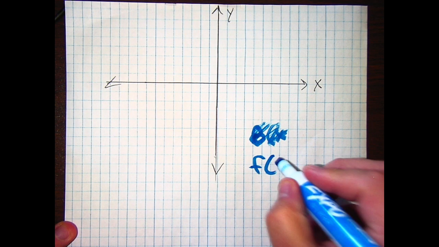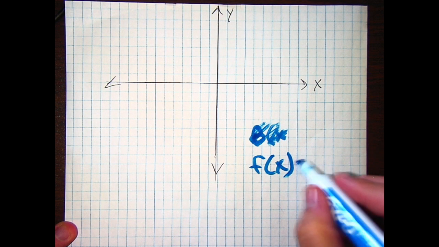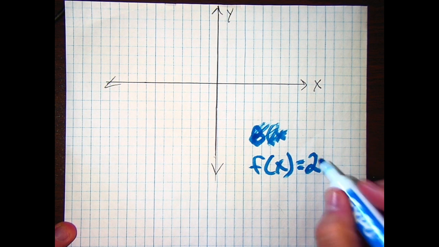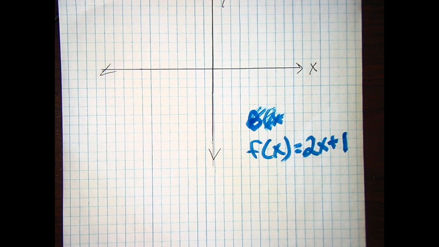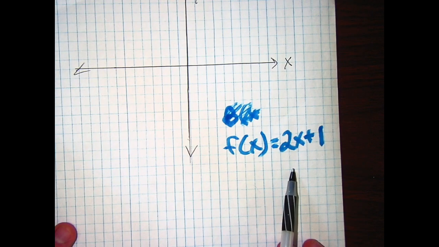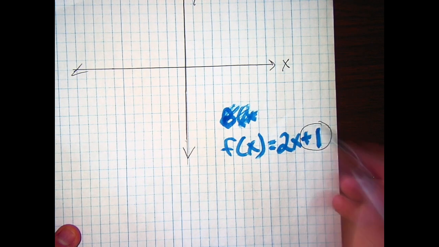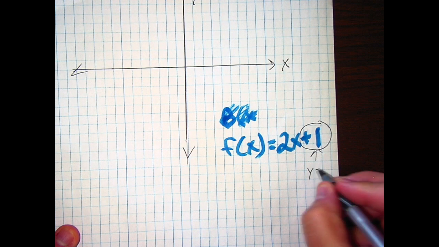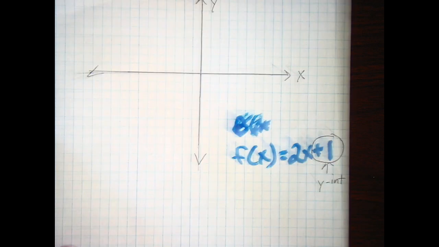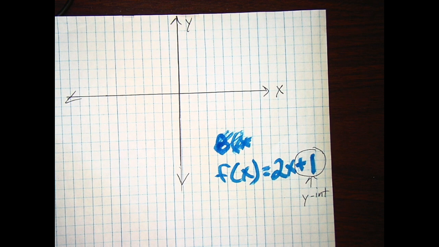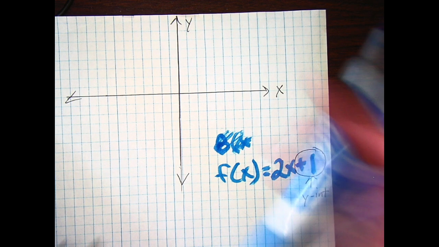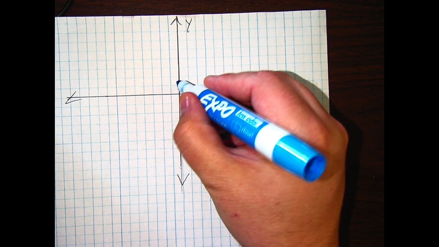Let's use f of x equals 2x plus 1. Now, if I were to graph this function, I know that the plus 1 is what we call the y-intercept. So what does that mean? It means the value of y is 1. X is 0, y is 1. I'm going to put a dot on the y-axis right here when y equals 1.